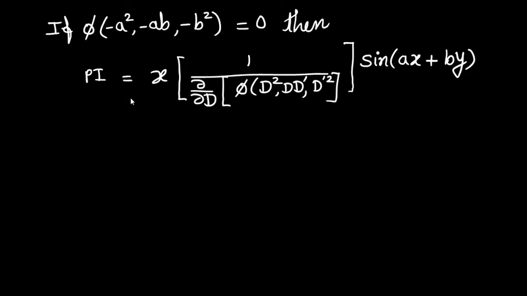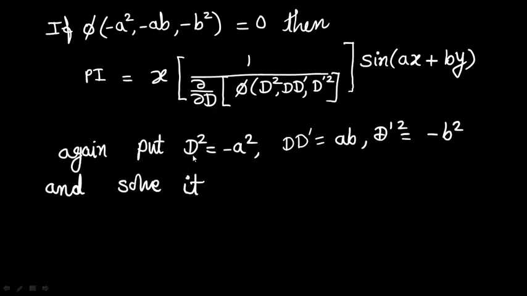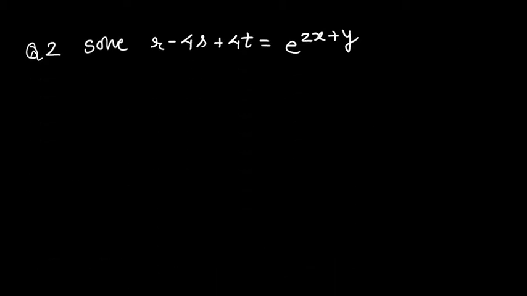Then we multiply the numerator by x and differentiate the denominator term with respect to capital D, and again substitute the same values: D square equal to minus a square, DD dash equal to minus ab, and D dash square equal to minus b square, and solve it. In this way, we solve the problems whenever case 1 and case 2 fail. Otherwise, we can apply case number 6. Now we discuss one example on this.